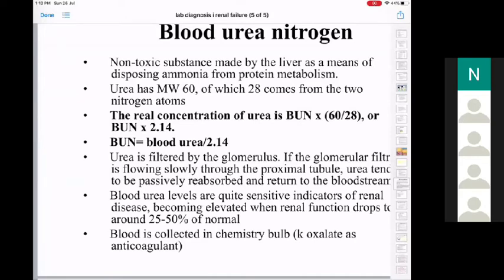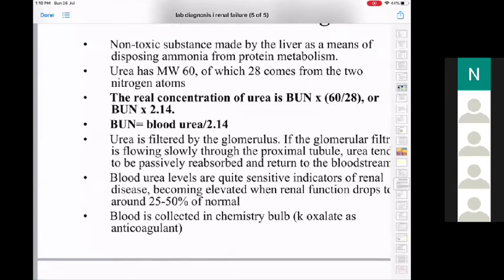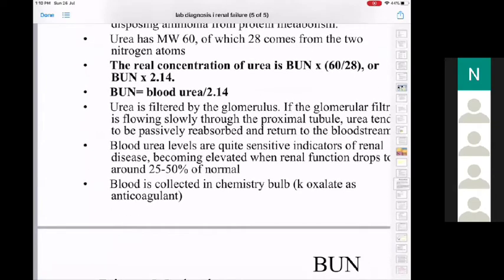That is, 60 is the molecular weight, and 28 comes from 2 nitrogen atoms, so the factor is 2.14. BUN multiplied by 2.14 equals blood urea, or BUN equals blood urea divided by 2.14. Urea is filtered by the glomerulus. If the glomerular filtrate is flowing slowly through the proximal tubule, urea tends to be passively reabsorbed and returned to the bloodstream. Blood urea levels are quite sensitive indicators of renal disease, becoming elevated when renal function drops.